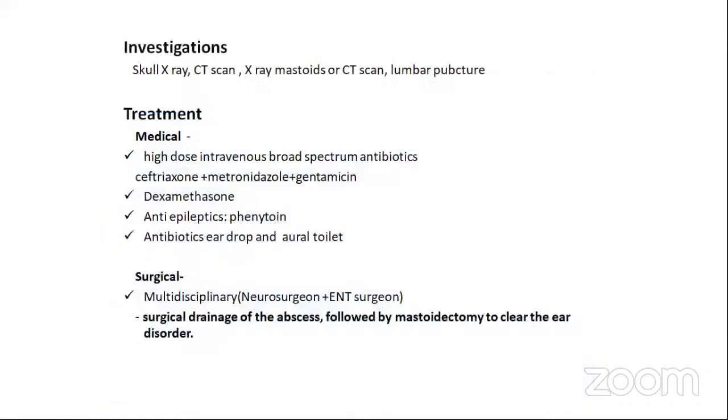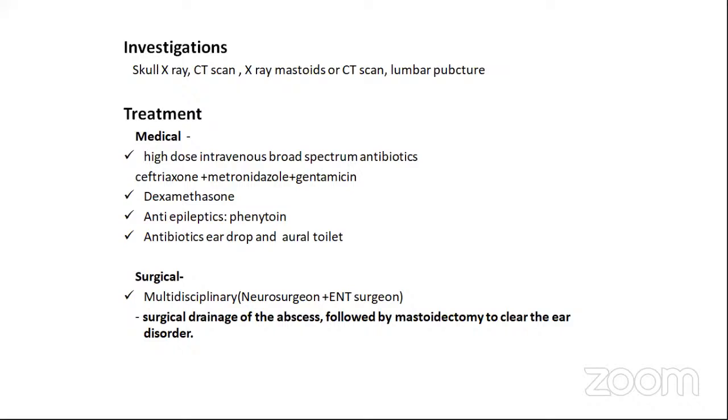So the investigations that we can do are skull X-ray and CT scan, X-ray mastoids or CT scan, and also we have to go for lumbar puncture. In case of otogenic brain abscess, the treatment includes high-dose intravenous broad-spectrum antibiotics like ceftriaxone, metronidazole, and gentamicin.